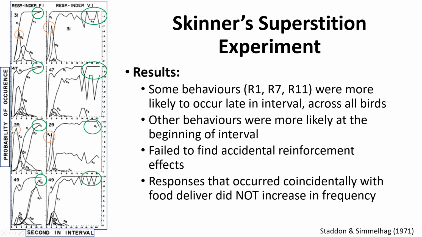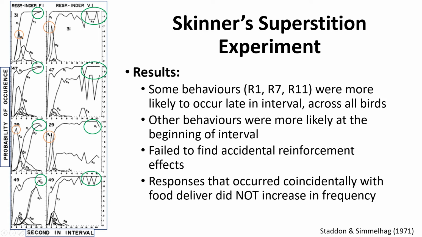So these are kind of weird diagrams over here, but these are showing, for individual number 31, so this would be pigeon 31, which just means that it probably had a band on its leg with the number 31 on it, the occurrence of different kinds of behaviors across different time periods.